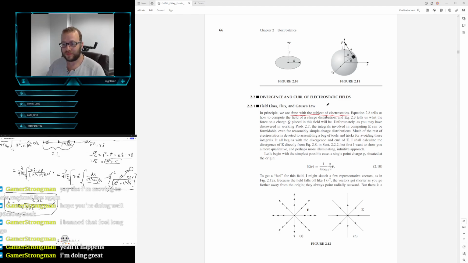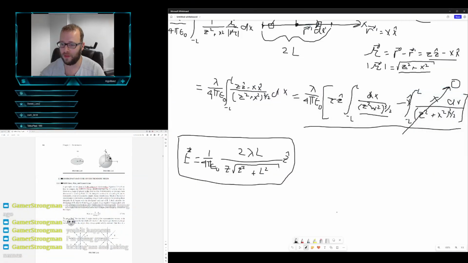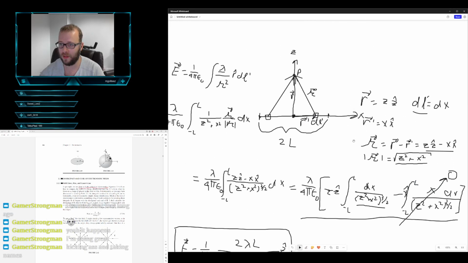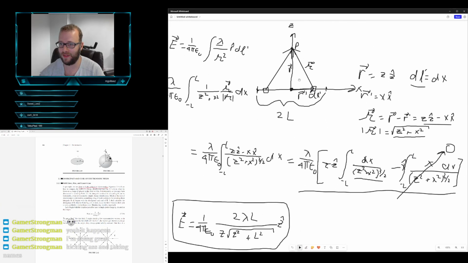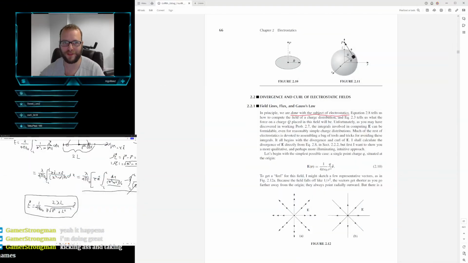So, I just got through a big problem, looking at a bunch of math. Finally getting an answer for electric field. Doing great, kicking ass and taking names.